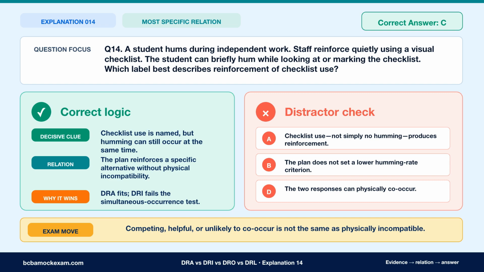A. Checklist use, not simply no humming, produces reinforcement. B. The plan does not set a lower humming rate criterion. D. The two responses can physically co-occur. Competing, helpful, or unlikely to co-occur is not the same as physically incompatible.